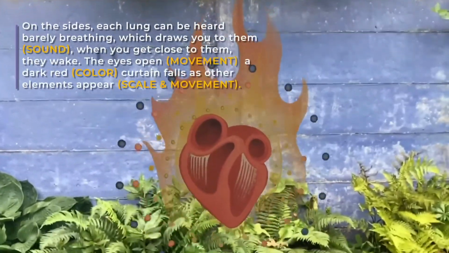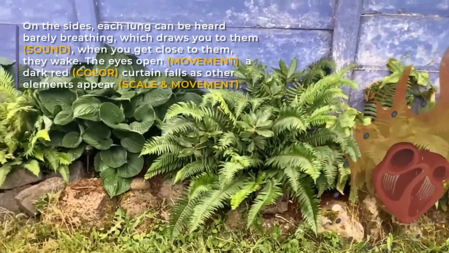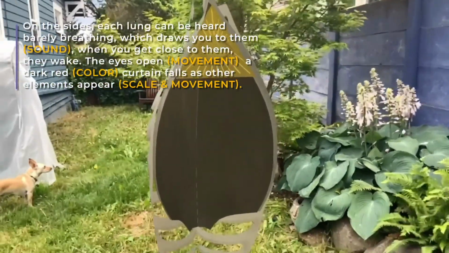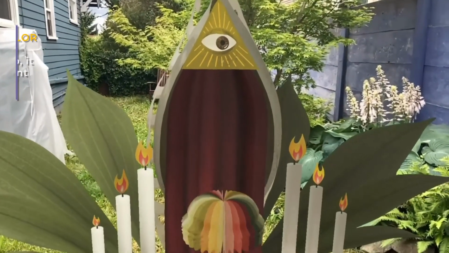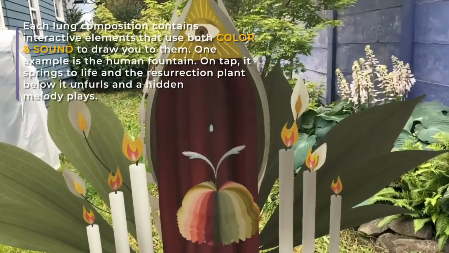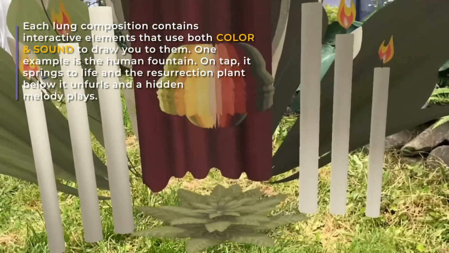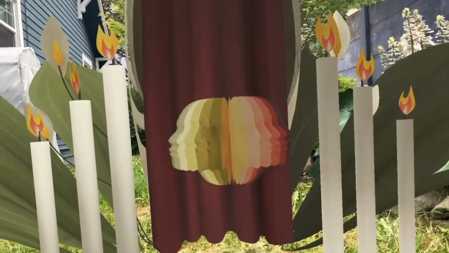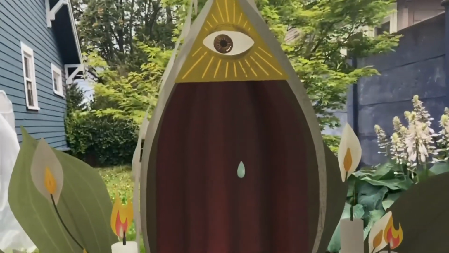On the sides, each lung can be heard barely breathing, which draws you to them. When you get close to them, they wake. The eyes open and a dark red curtain falls as all of the other elements appear. Each lung composition contains interactive elements that use both color and sound to draw you to them. One example is the human fountain. On tap, it springs to life, and the resurrection plant below it unfurls as a hidden melody begins to play.